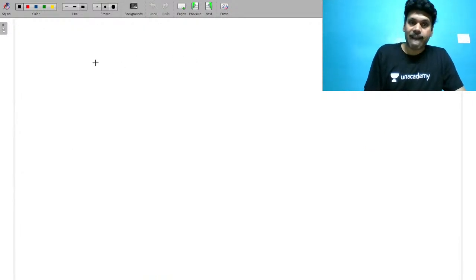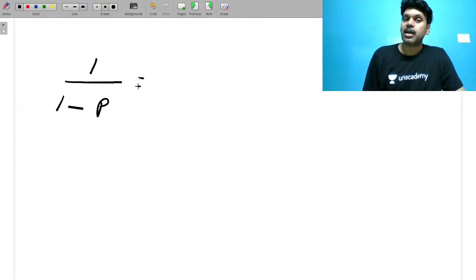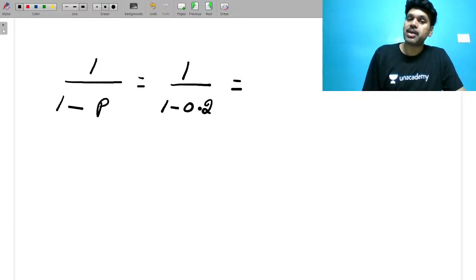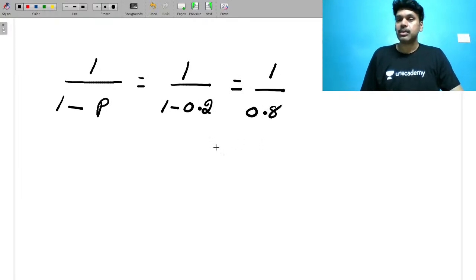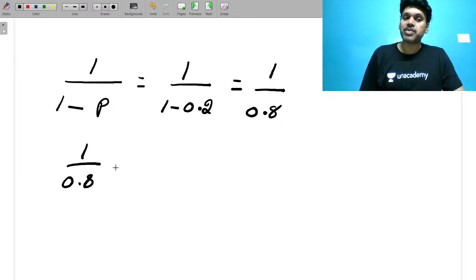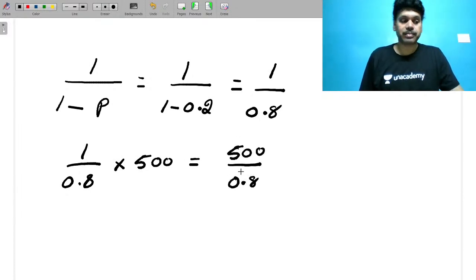What is that? For every frame, the success rate is 1 minus p. For every one frame, 0.2 is a lost case. So for every one frame, your success rate is 0.8. So how many frames have you transmitted? 500. So 500 divided by 0.8 is 625. You got the answer.